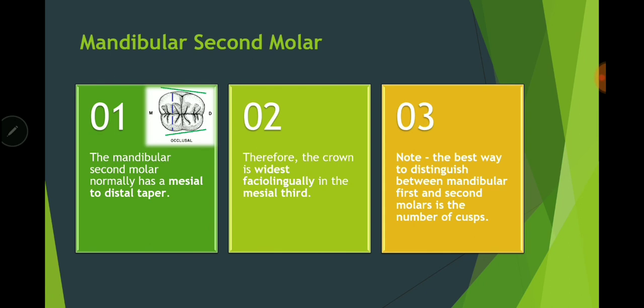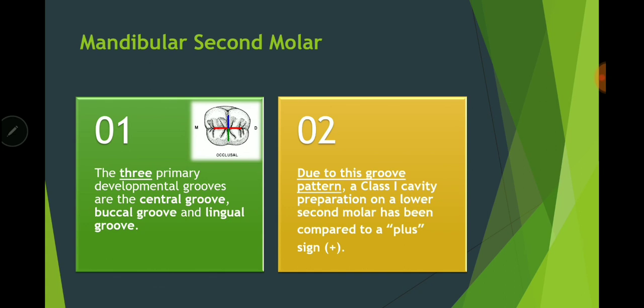The best way to distinguish between the mandibular first and second molars is the number of cusps, because the first has 5, the second has 4. Very easy, right? There are 3 primary developmental grooves on the mandibular second molar, and they are called the central groove, the buccal groove, and the lingual groove.